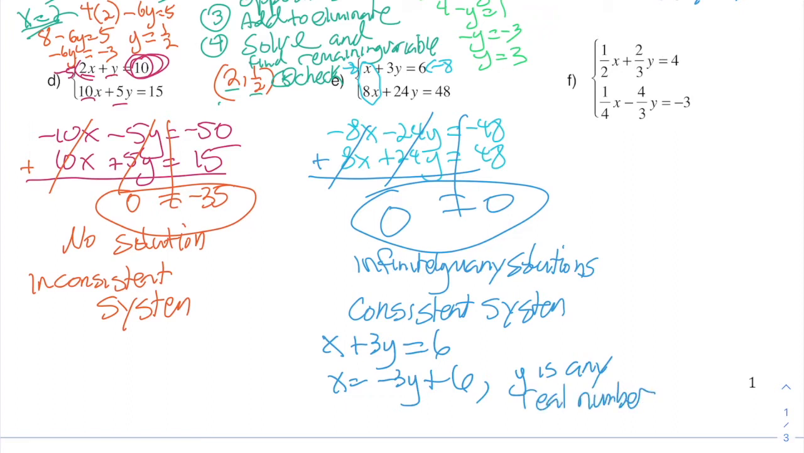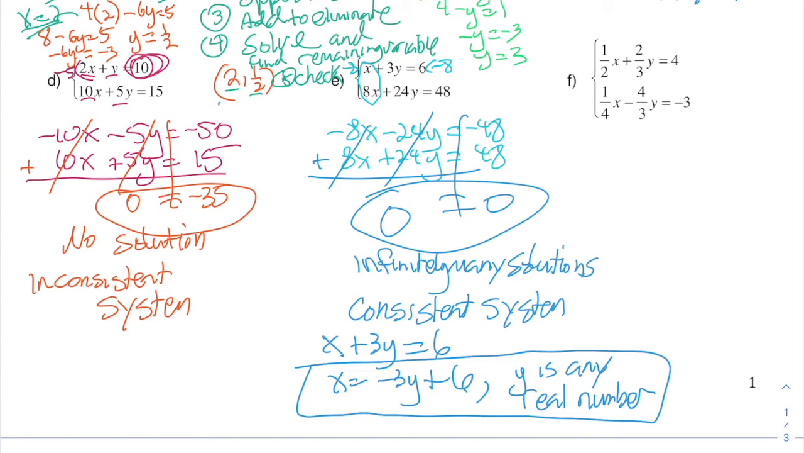So you'll see this notation here in Math Excel, and we're going to be expecting the same thing here. So make sure that instead of just saying infinitely many solutions and being done, we actually have to solve for x in terms of y. So x in terms of y means x equals negative 3y plus 6, and y is any real number.